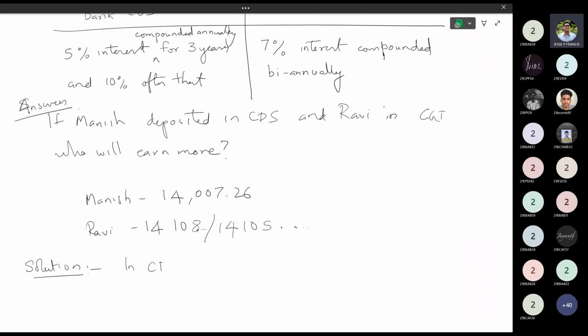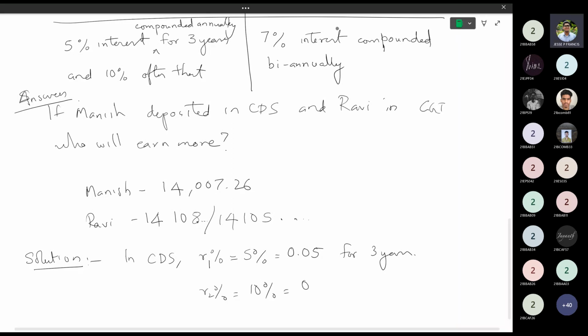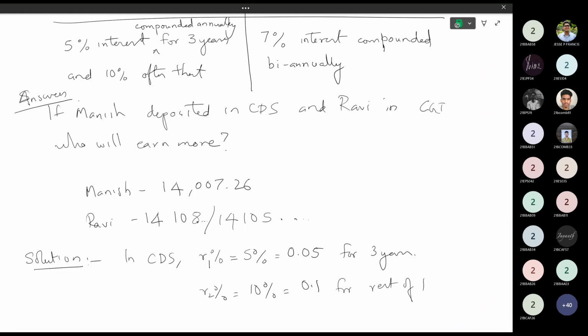In CDS, changing interest, so R1 percentage is equal to 5% is equal to 0.05 for 3 years. And R2 percentage is equal to 10% is equal to 0.1 for the rest of the 3 years.